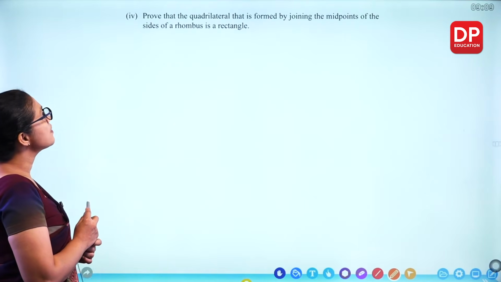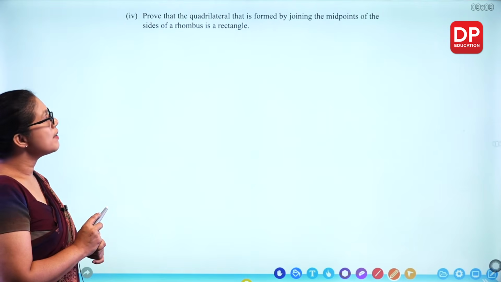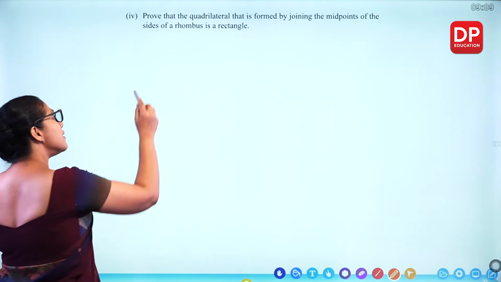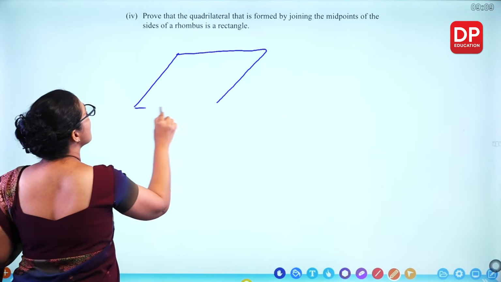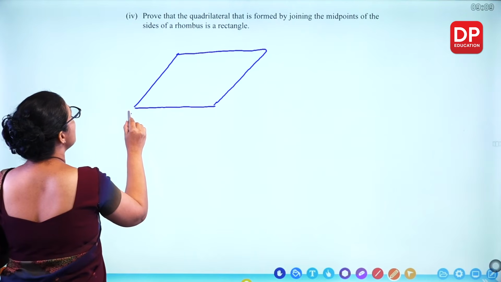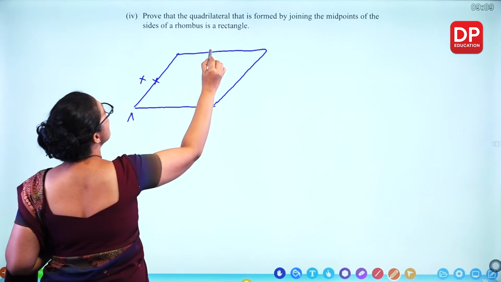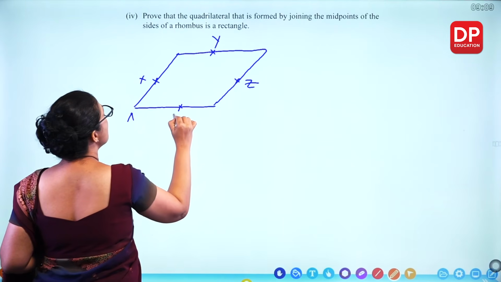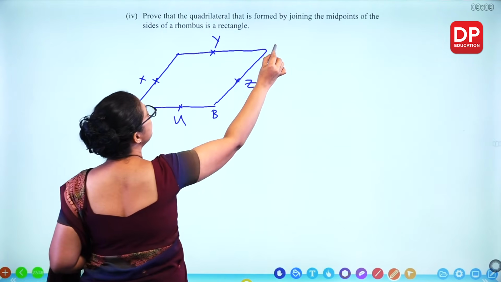Now we'll take the last part. Prove that the quadrilateral that is formed by joining the midpoints of sides of a rhombus is a rectangle. So rhombus now. We'll take X, Y, Z, U, same points, and this is A, B, C, D.